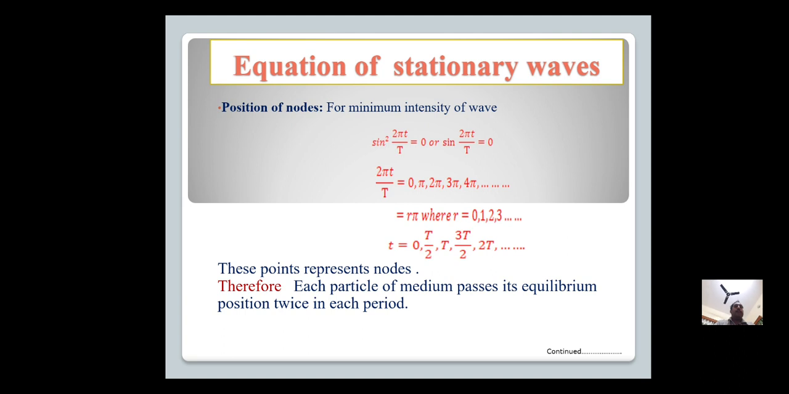Therefore, each particle of the medium passes its equilibrium position twice in each period. Equilibrium position means where the displacement is 0. So for nodes as well as antinodes, in one period we get two nodes and two antinodes.